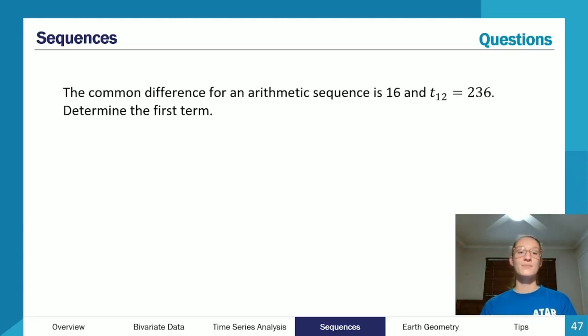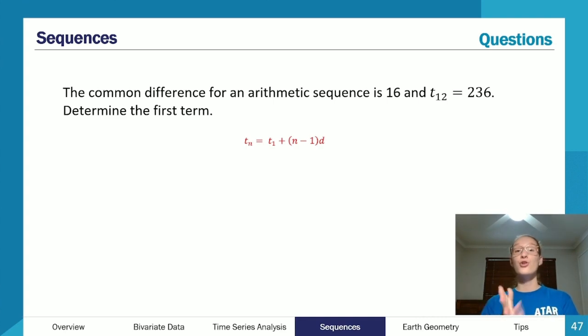Okay, awesome. Next question. The common difference for an arithmetic sequence is 16. Okay, so I already know we're talking about an arithmetic sequence, and I know we're talking about a common difference. And I know that it's positive 16. And I'm told that term 12 equals 236, but I'm not told the first term. So how do I find the first term?